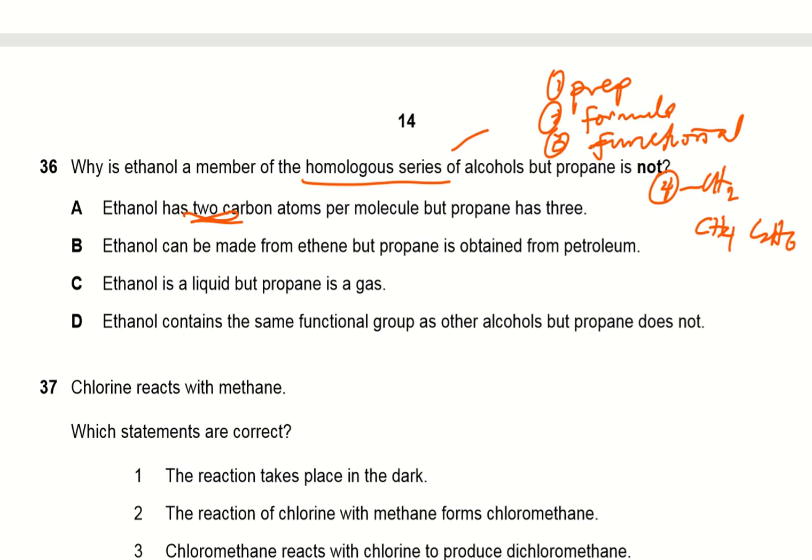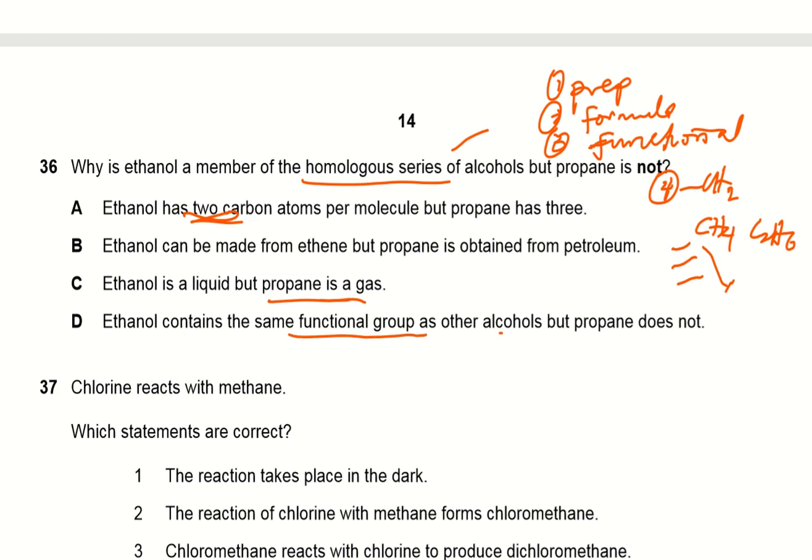Ethanol can be made from ethane, but propane is obtained from petroleum. That's not sufficient reason. Ethanol is a liquid but propane is a gas. No, members of a particular homologous series can vary from gas to liquid to what? To solid, depending on the number of carbon atoms.